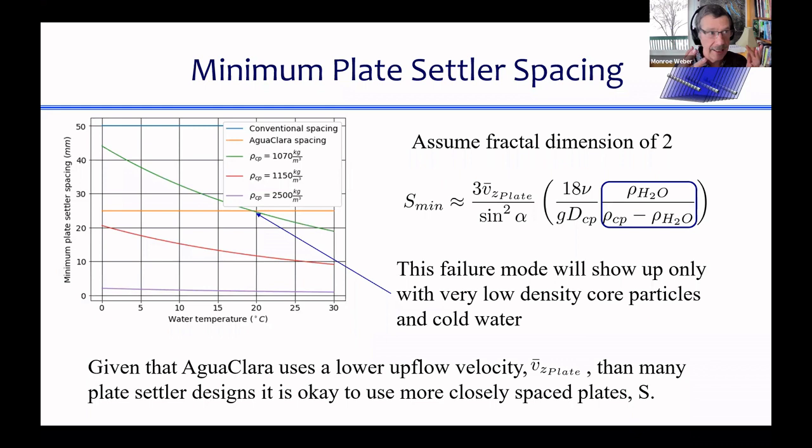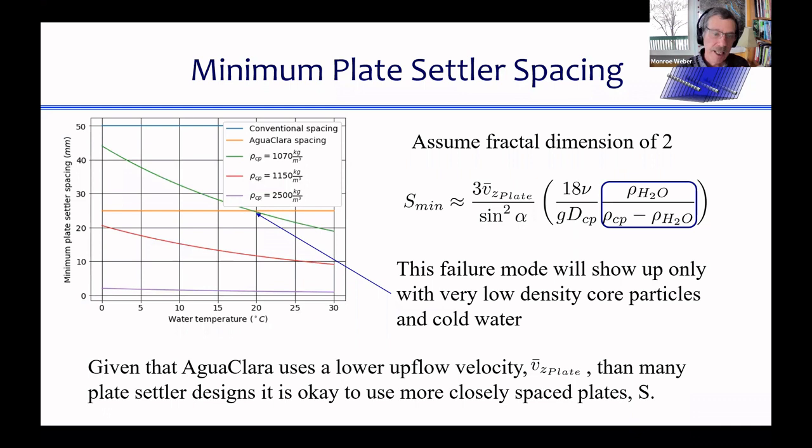And that is kind of one of the big areas of unknown for us. We know that if you have flocks that are made primarily out of dissolved organic matter, they are super challenging to capture. And that's the reason: the density of the core particle is very close to the density of water. And so they will happily just slide up the plates, even if you do get them to land on the plates.